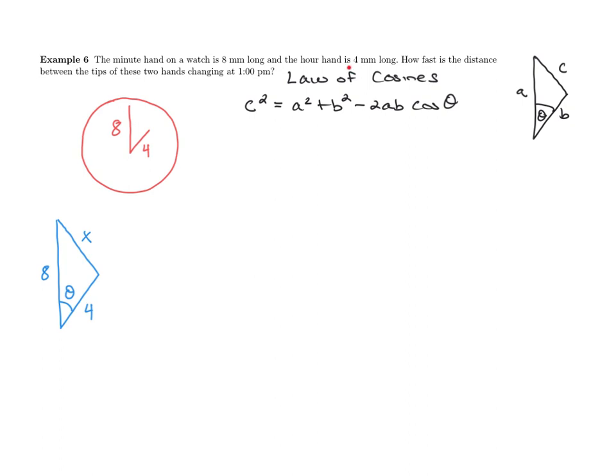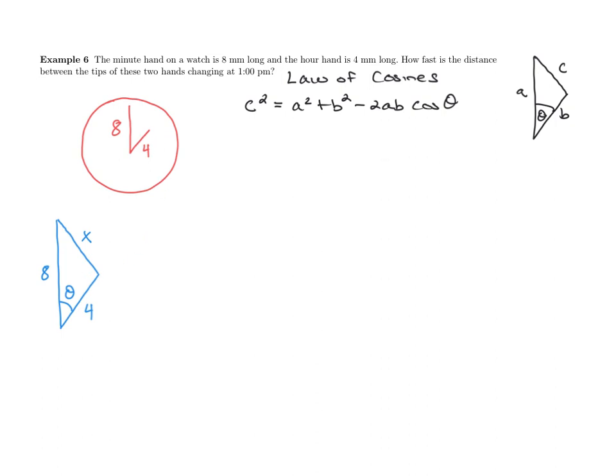In example 6, we're told that the minute hand on a watch is 8 millimeters long, and the hour hand is 4 millimeters long. Using this information, can we determine how fast the distance between the tips of these two hands is changing at 1 p.m.? What I did is I drew a picture of the watch, and I labeled the minute and hour hand with 8 and 4 millimeters respectively. And the thing that we're trying to solve for is the rate at which this distance is changing at 1 p.m.